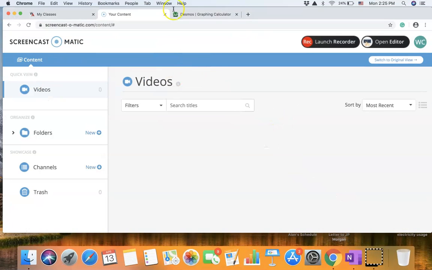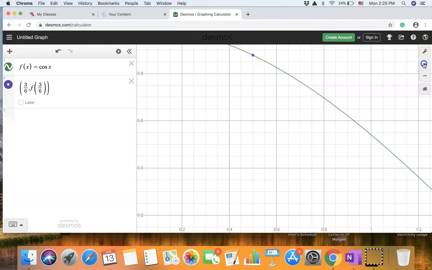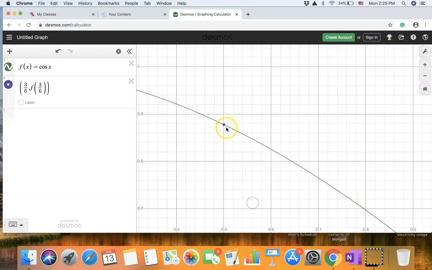Let's take a look at this graph. So here we have the graph of function f(x) equals cosine x, and we want to approximate the function value when x equals 3 over 6. So the actual result is about this, 0.8776. Okay.